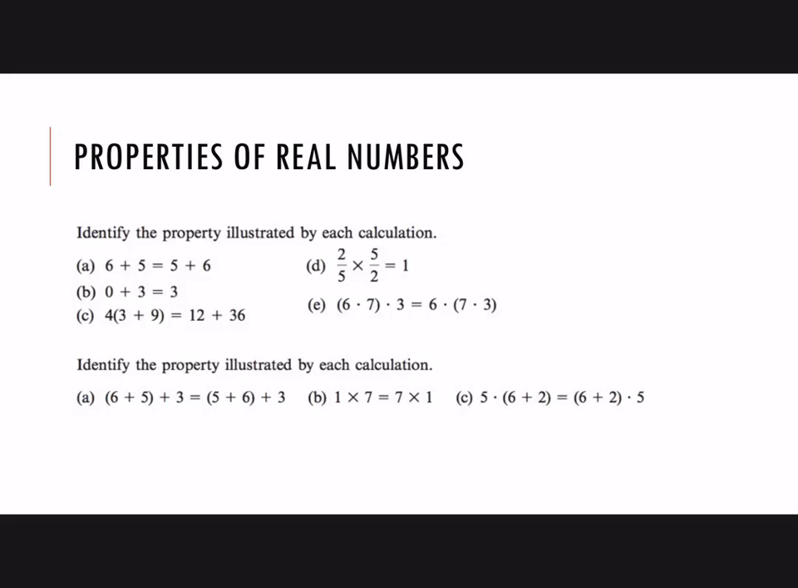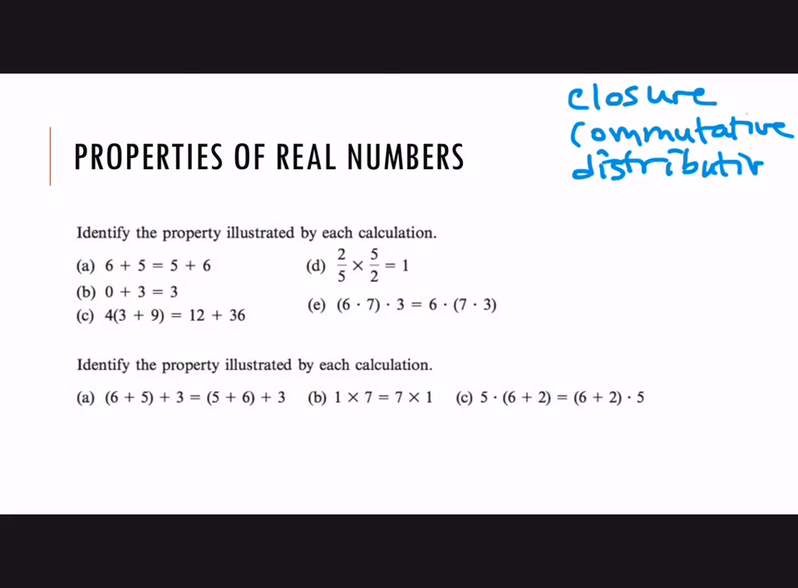And then I want to end with some examples of illustrated properties and see if you can pick out which property is illustrated. So here are the choices. We have, not in this example, but the closure property is always a possibility. We have the commutative property, we have distributive, associative, identity, and inverse.